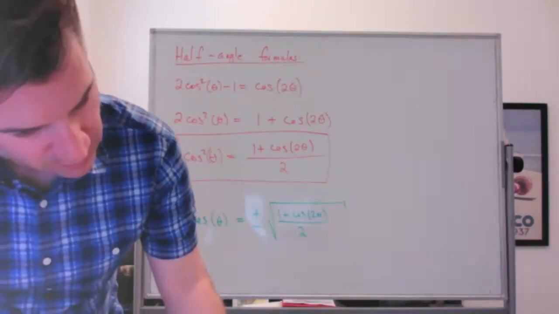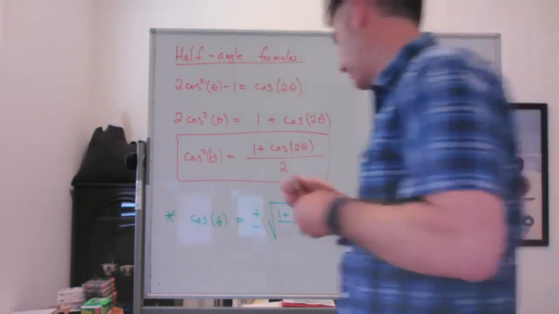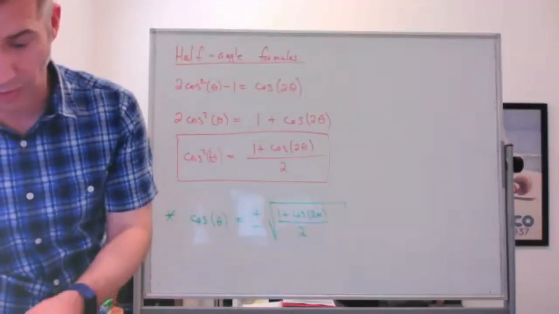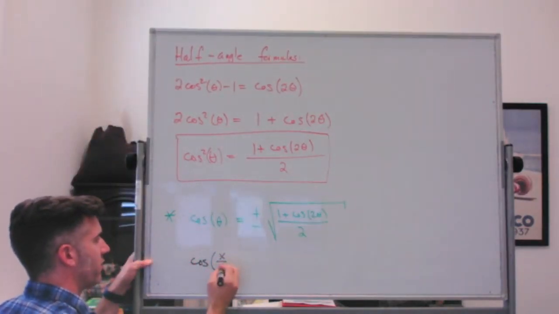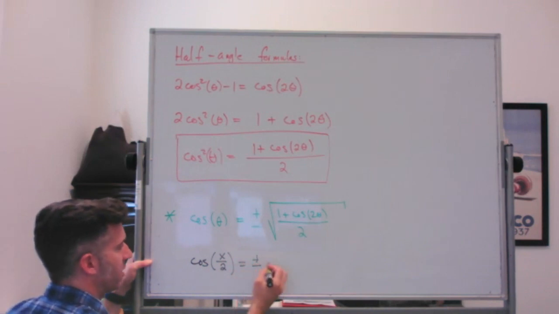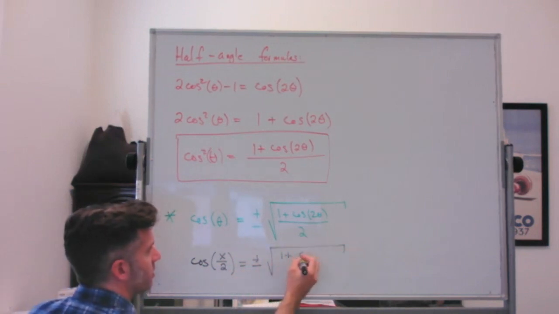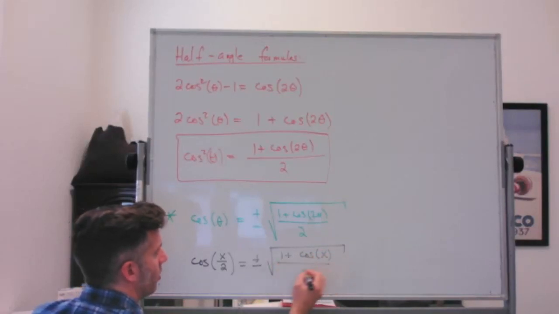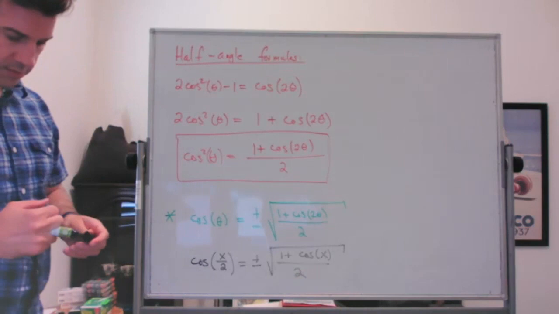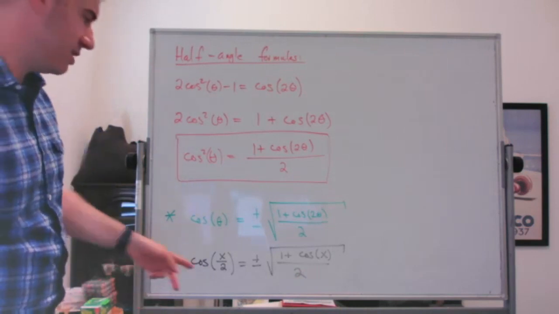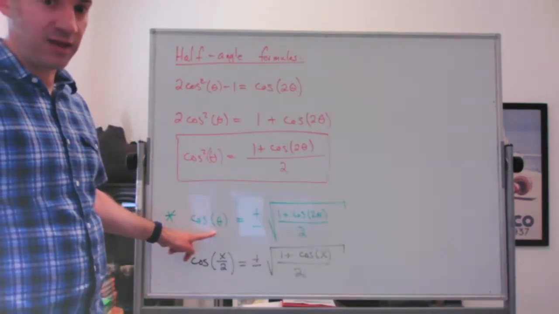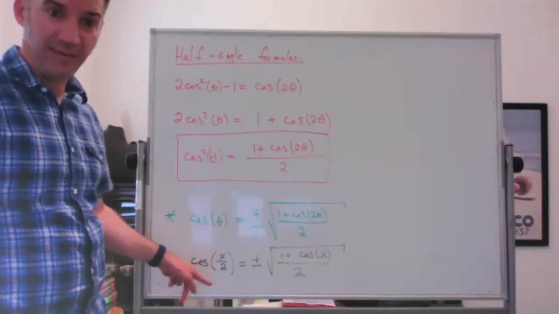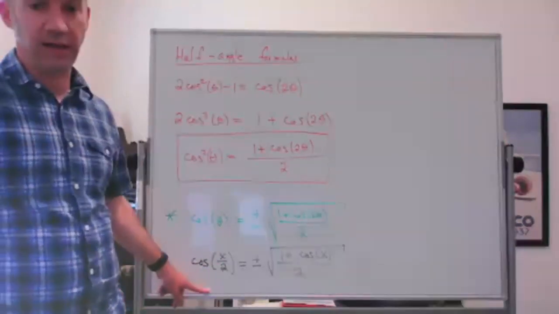Some people, not me, prefer to write this a different way. So I'll show you that just because I feel like I should. Some people like to write cosine of x over 2 is equal to plus or minus the square root of 1 plus cosine of x all over 2. To me, this is less nice because usually we're trying to find cosine of an angle, and I don't want to have to think about, okay, what is my angle actually half of? But if you, for some reason, have seen it this way and really like it, perfectly fine.